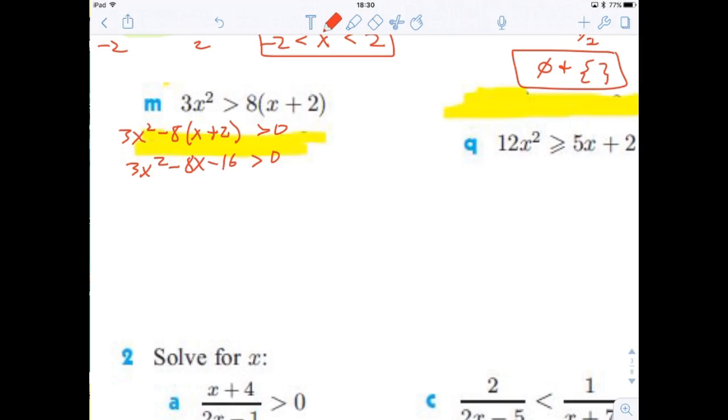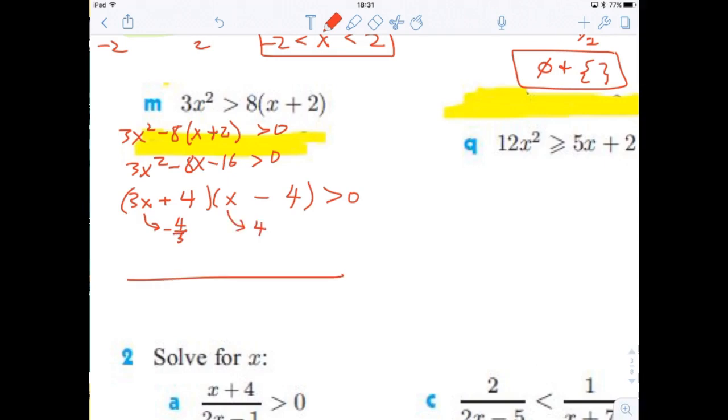And now we're going to factor the left side so we can find the critical points. So it's going to be 3x and x, and maybe 4 and 4. Let's see if that works. So that would give you 4x minus 12x in the middle, which works out to be negative 8x, so that's perfect. And then we'll put the greater than 0. The critical points are going to be negative 4/3 and 4. So we're going to put those on the number line, 4 and negative 4/3.